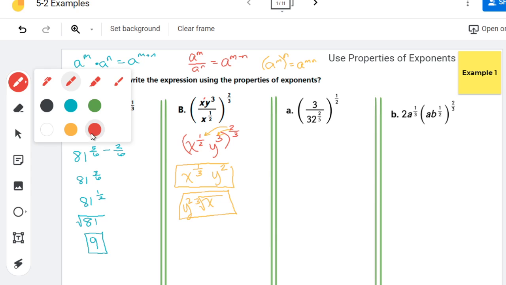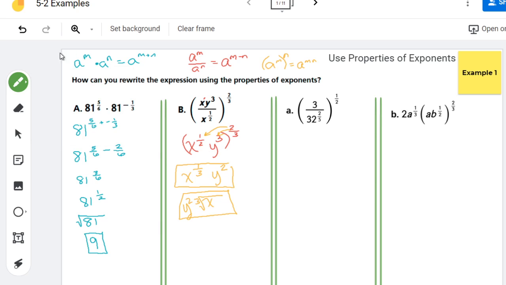Alrighty, so now let's try this next one. This next one has a couple of features to it. First, we have a 32 here instead of variables, and a 3. I could distribute the 1/2 right away, which is what I'm going to go ahead and do. I could figure out what the 5th root of 32 is to try to get that number to be smaller. Okay, there's multiple options or multiple pathways. In this case, I'm just going to distribute that 1/2.